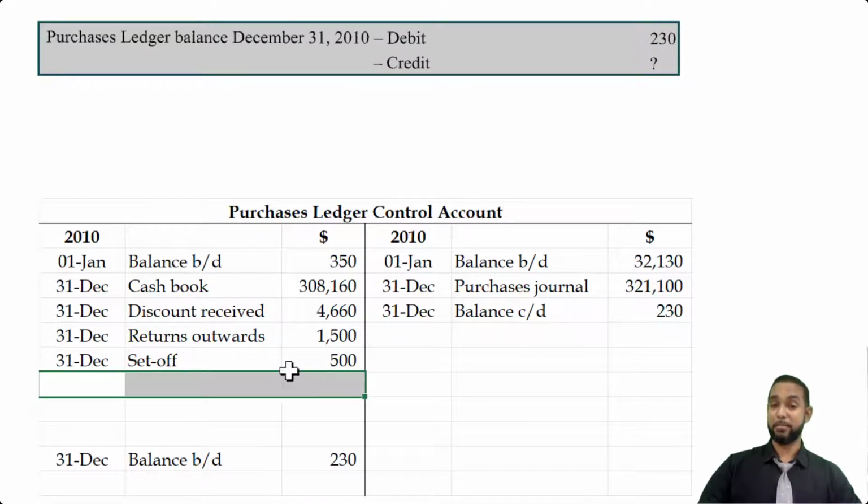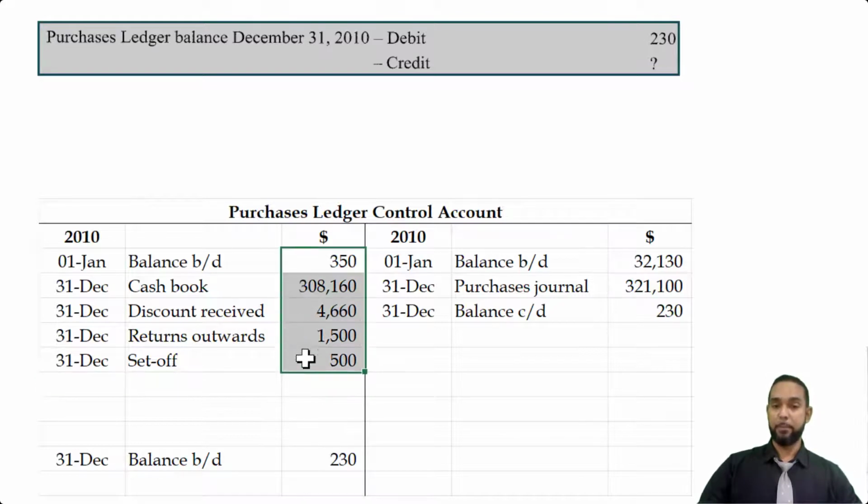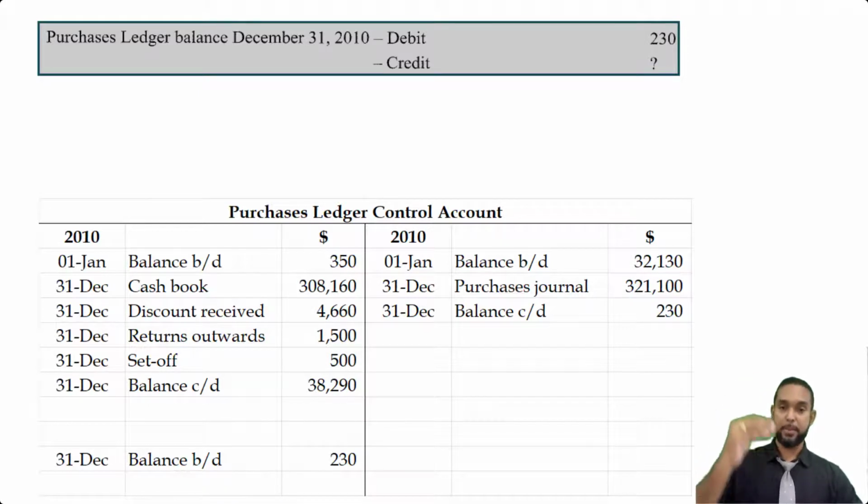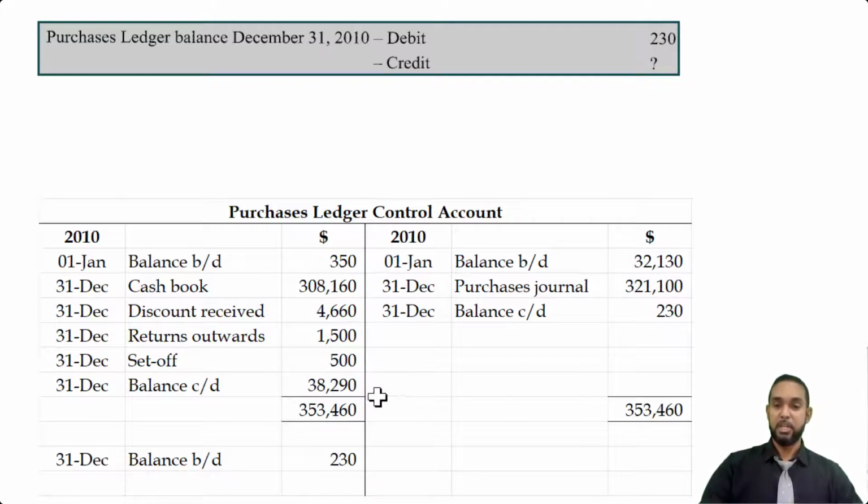How do we find that balance? Just like above, we add up the figures on the debit side, we add up the figures on the credit side, and we subtract. That's going to give us the figure to go here, which by the way is 38,290. Now when you add up both the debit and credit columns separately, of course, you get the same totals, 353,460 on both sides. And don't forget to bring down your credit balance of 38,290 on the credit side.